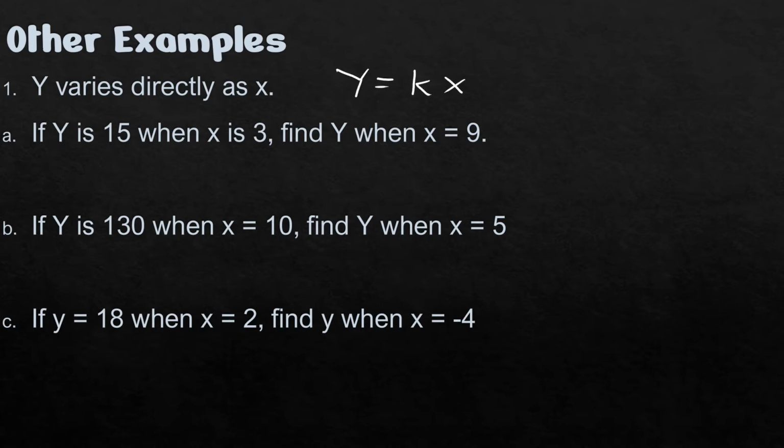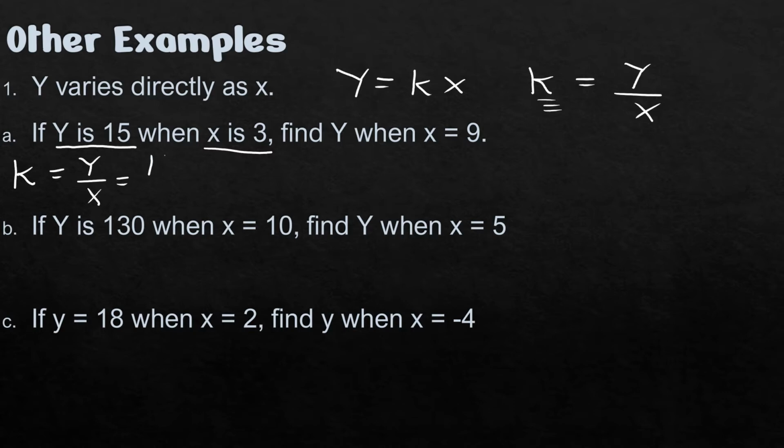Again, paano ulit natin makukuha yung constant pag direct? K is equal to y over x. So, for this example, we need to find for sure k, and then we are going to substitute the value of x to find the value of y. So, for example, for a, if y is 15 when x is 3, we need to find k. That is y over x.